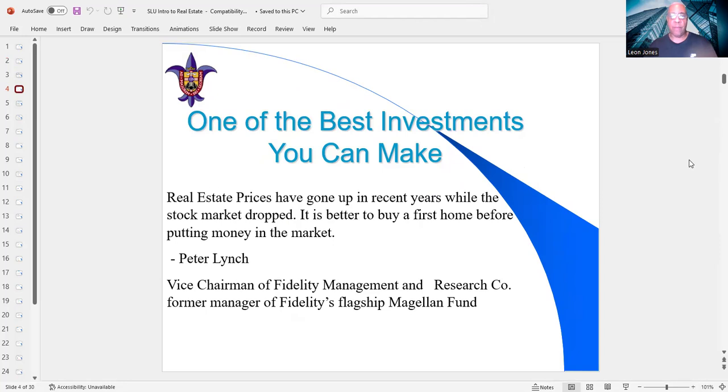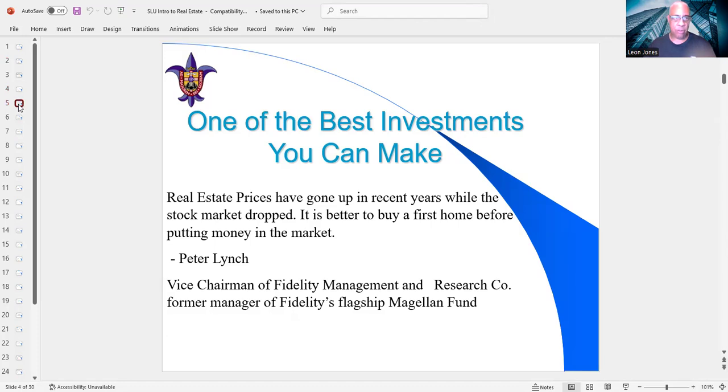Now, one of the best investments you can make, well, real estate prices have gone up in recent years while the stock market dropped. Again, this is back in the early 21st century, but it is true today. It is better to buy a first home before putting money in the market. That's what Peter Lynch said, Vice Chairman of Fidelity Management and Research Company, former manager of Fidelity's flagship Magellan Fund.